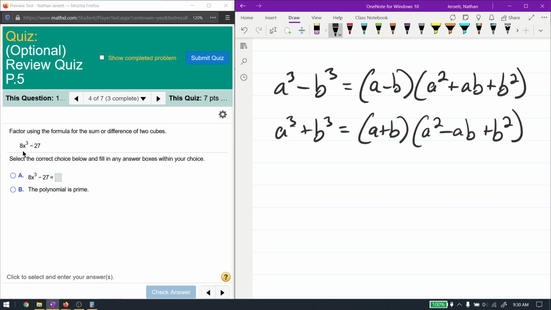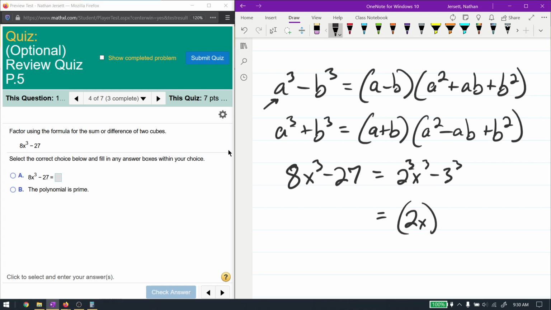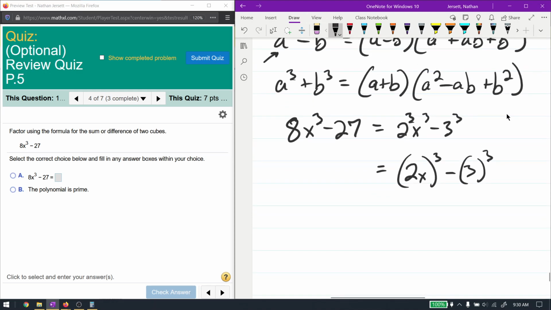Okay. X cubed, that kind of hints at a difference or a sum of two cubes. And this is a difference because we have a subtraction. So we're going to use this top formula. All we have to do now is figure out what is a and what is b. So 8x cubed minus 27. I can rewrite this as 2 cubed x cubed minus 3 cubed. And now we see we have 2x cubed minus 3 cubed. So a is 2x and b is 3. Just going to plug that into this formula and I'm good to go.